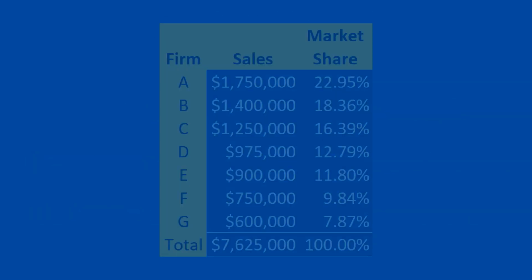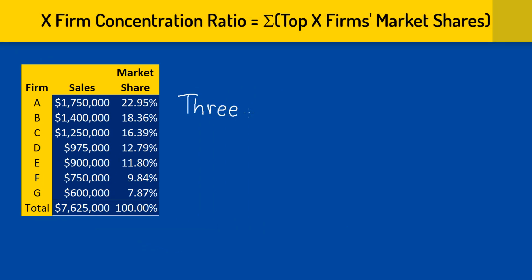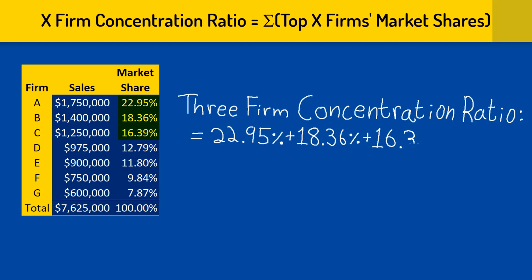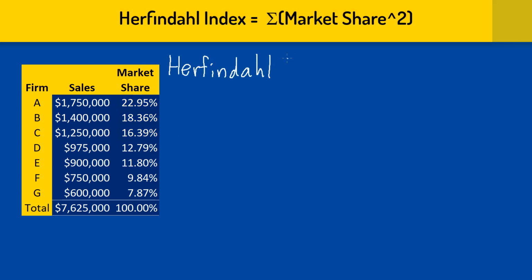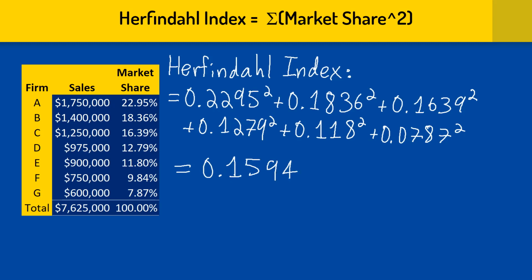Let's go over an example of using market share to conduct market analysis by taking a look at this market with 7 firms with the following sales in the past year. We first determine each of the firms' market share, and then we can determine that the sum of the top 3 firms' market shares gives us the 3 firms' concentration ratio of 57.7%. Next, we determine the Herfindahl index by squaring all of the market shares and adding them together. In this example, the Herfindahl index is 0.1594.